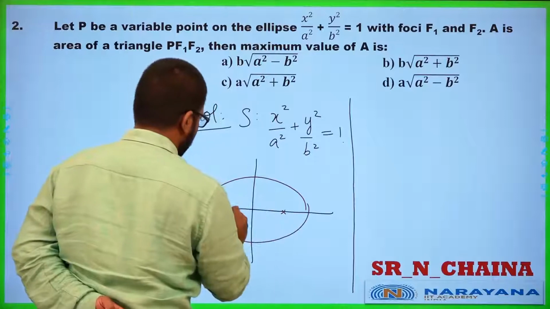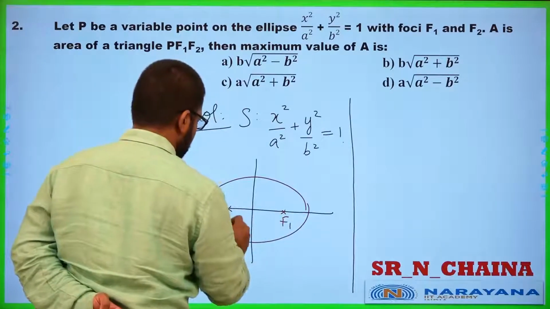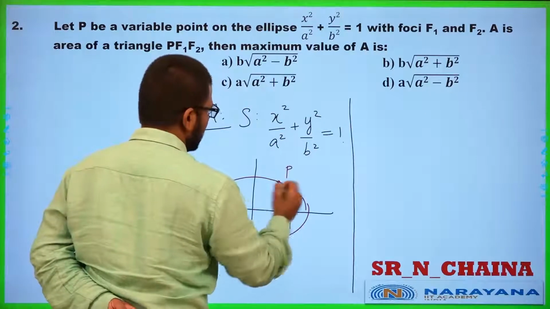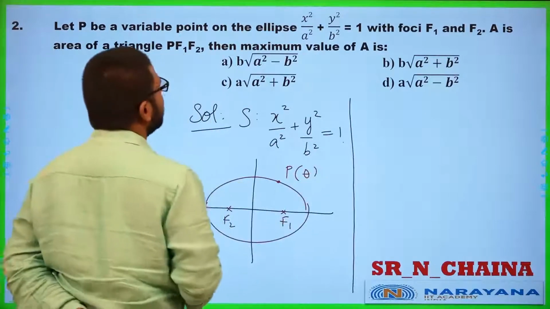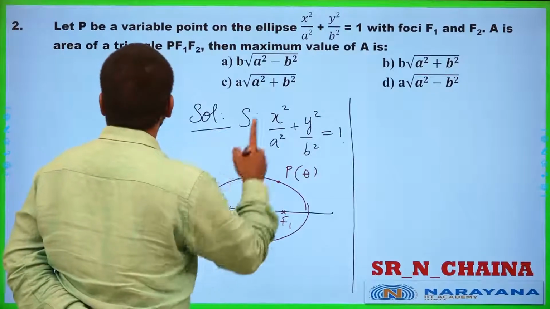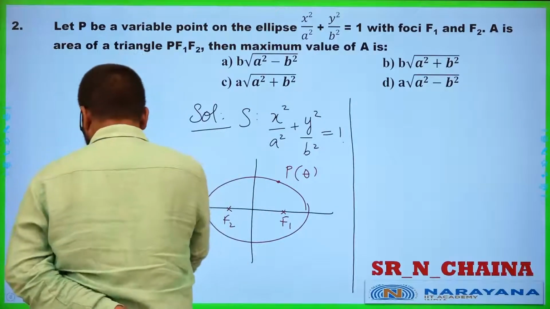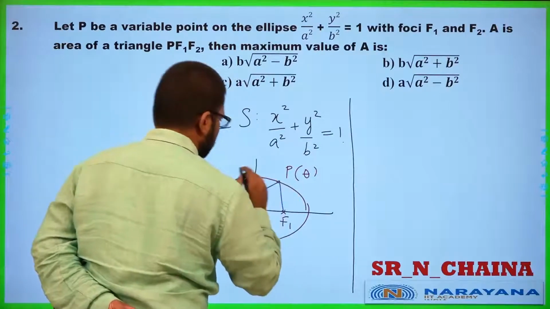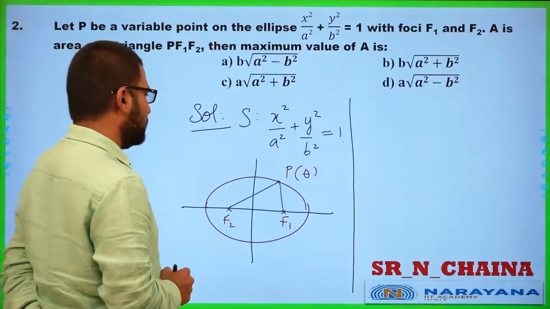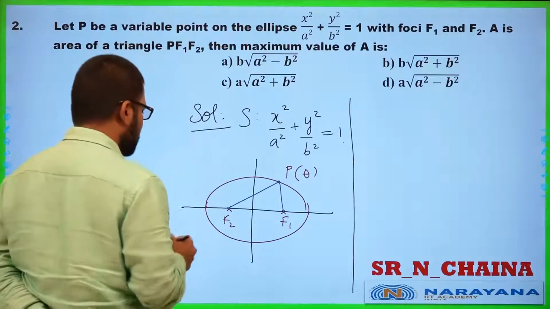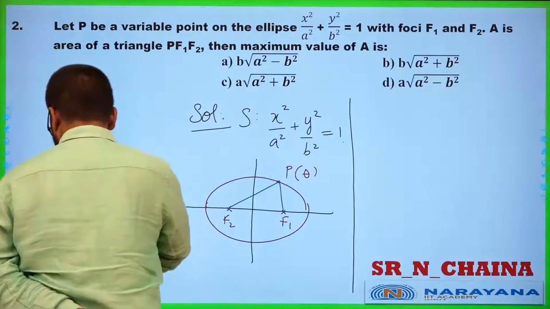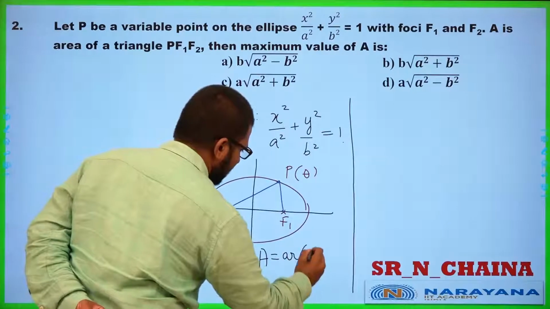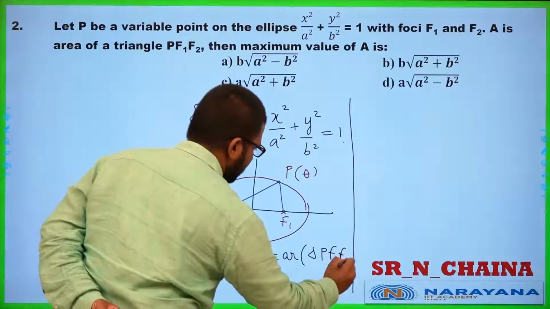We have the two foci F1 and F2. P is any point on this ellipse, right? Let us call it P of theta. Then A is the area of triangle PF1F2, right? So PF1F2, this is that triangle, all right? Now we need the area of triangle PF1F2. A would be the area of triangle PF1F2.